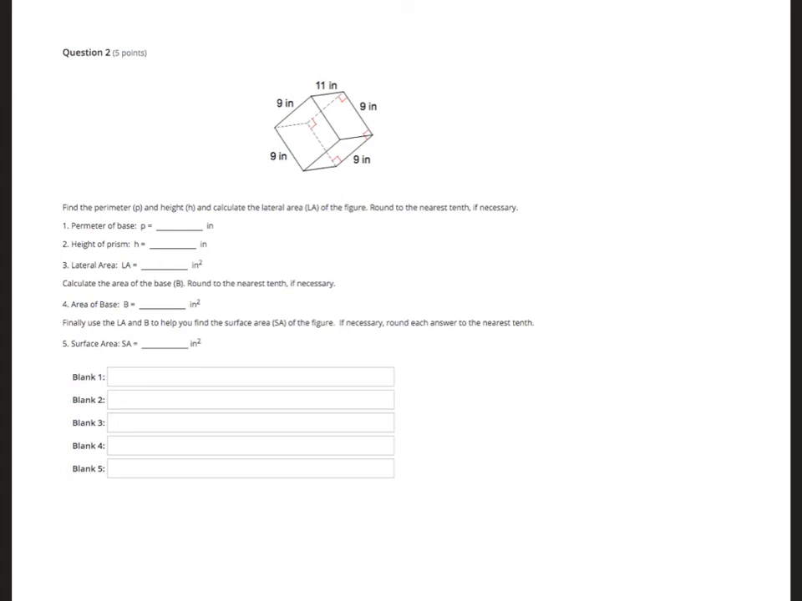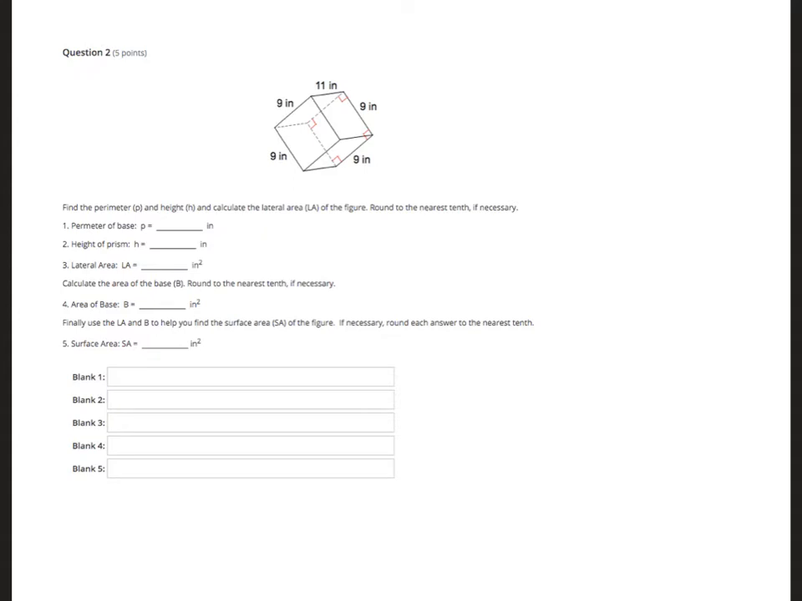All right, we are doing question number 2 of your 10-2, 10-3 quiz review. This one says find the perimeter and height and calculate the lateral area of the figure. Round to the nearest tenth if necessary, so we're going to round to 1 decimal place. I'm just going to go through problem by problem and see what they would like me to do.